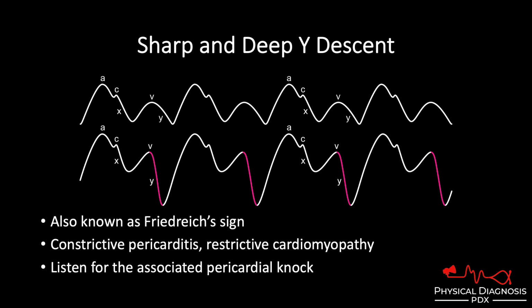What is the abnormality in this tracing? The Y descent is sharper and deeper than usual. This is known as Friedreich sign and is a physical finding of elevated right atrial pressure occurring as a result of conditions such as constrictive pericarditis and restrictive cardiomyopathy. The Y descent occurs as a result of passive ventricular filling during early diastole. In constrictive pericarditis, for example, the characteristic sharp and deep Y descent reflects rapid filling in early diastole, which occurs when the unyielding pericardium elevates atrial pressure and limits ventricular filling to the early diastolic period. Listen for an associated pericardial knock.